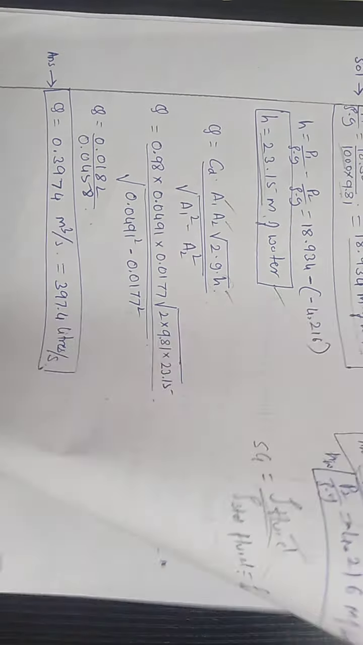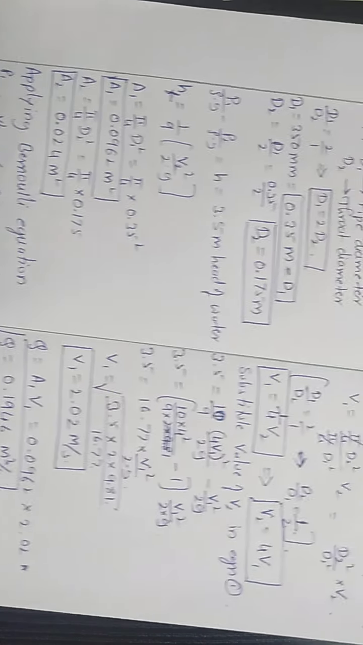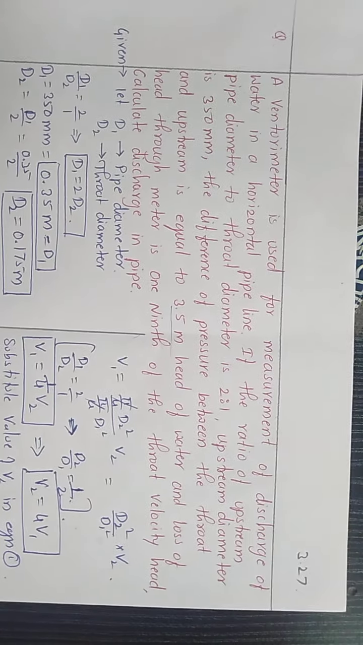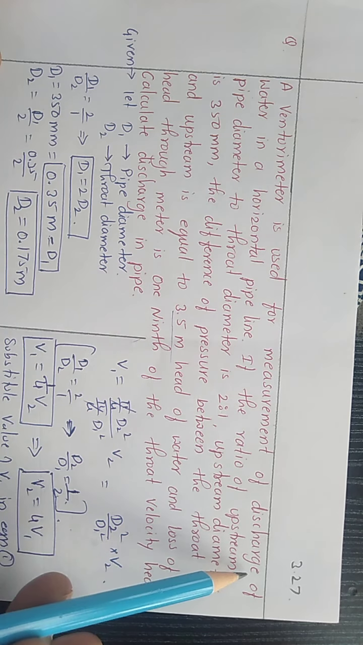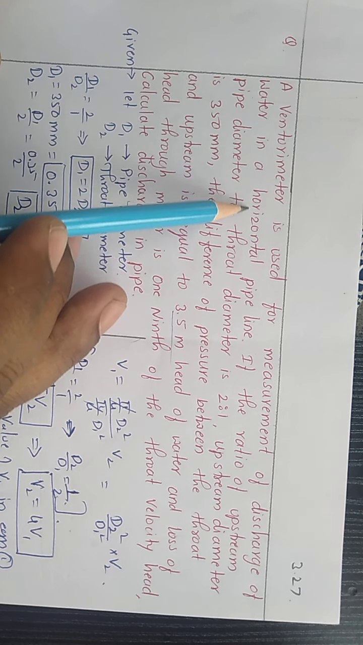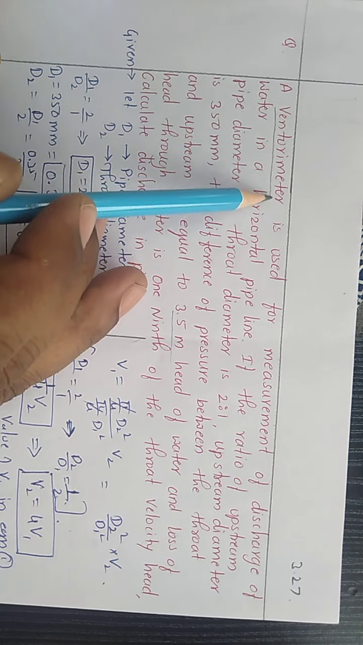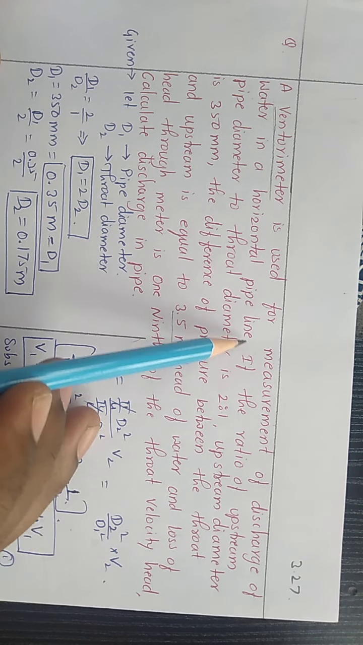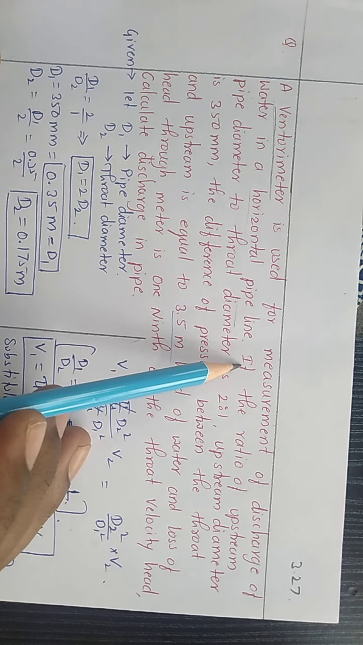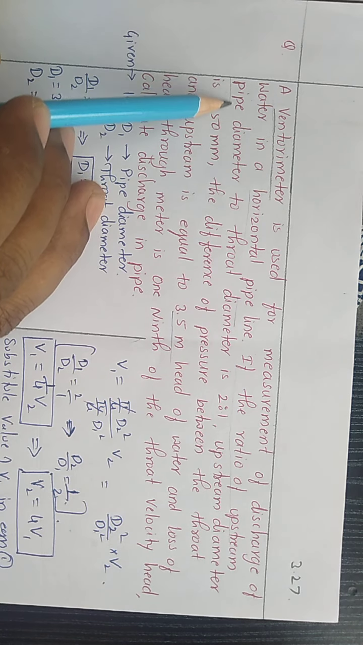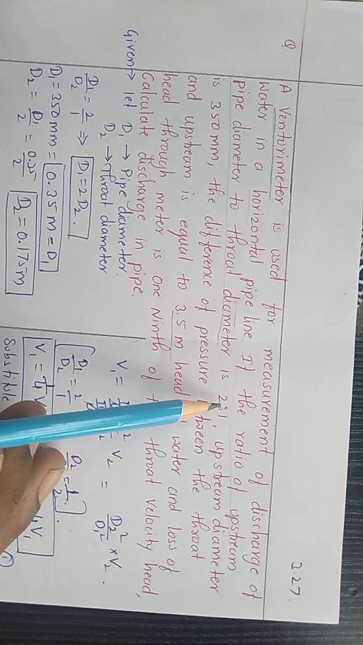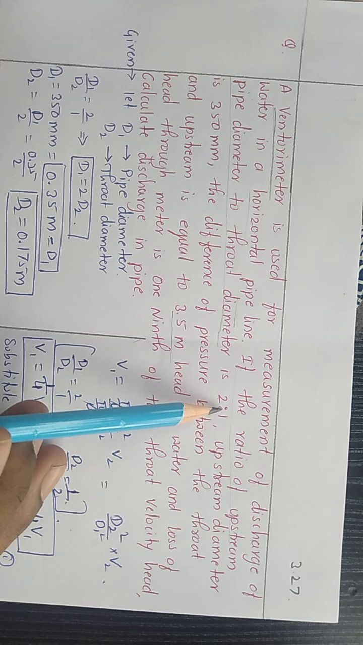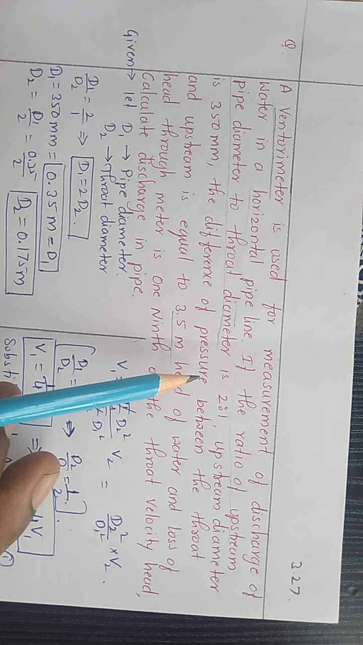So we will take up one more example, the last example in this class. A venturimeter is used for measurement of discharge of water in a horizontal pipeline. So here they are using the venturimeter, and it is a horizontal pipe. If the ratio of upstream pipe diameter to the throat diameter is 2:1. Here he has not directly given the diameter, but he has given the ratio of diameters.